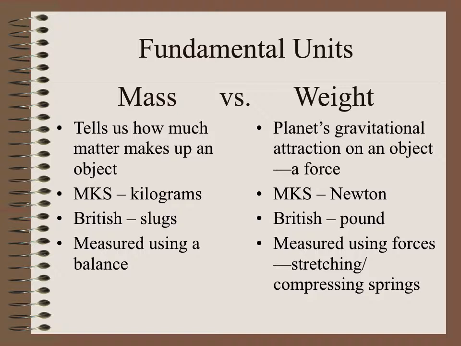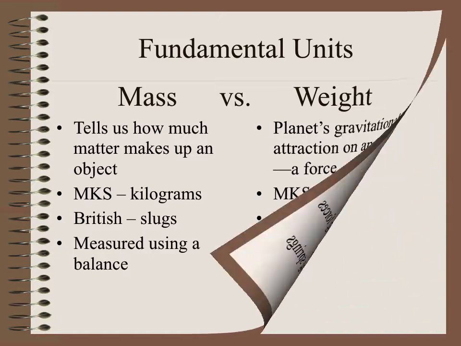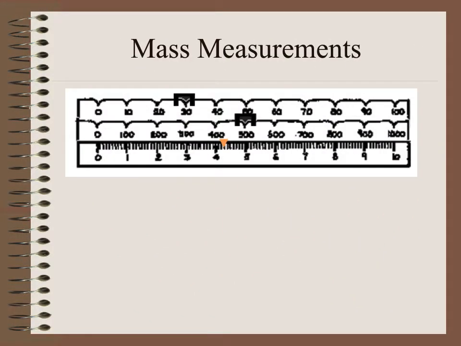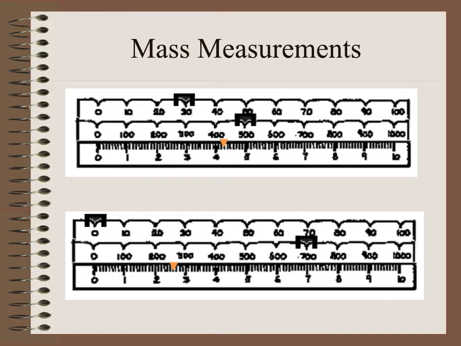Now let's take a look to see how we measure mass. One way is by using what's called a triple beam balance. Here's two pictures of triple beam balances. It gets its name because it has three beams. One which is measuring the hundreds place, one which is measuring the tens place, and one which is measuring the ones place. Let's take a look at the first one.